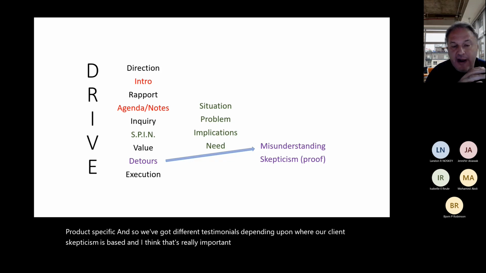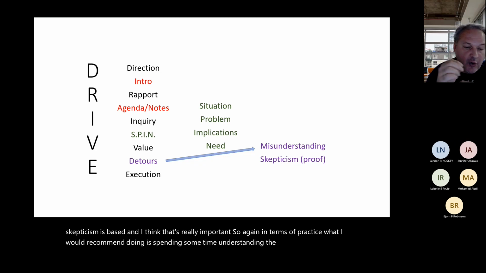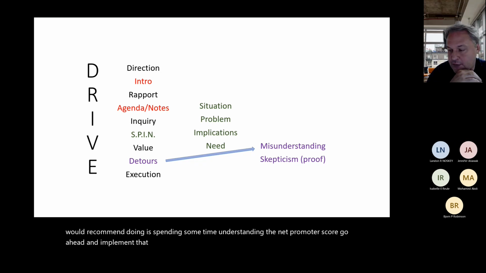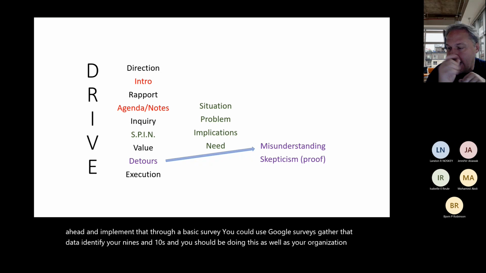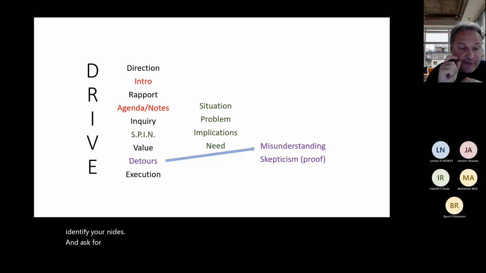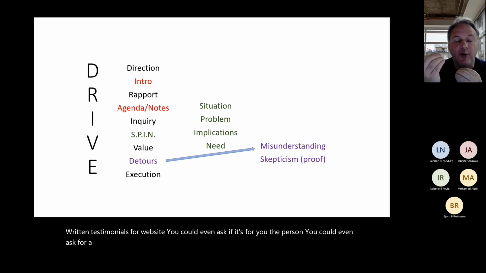So again, in terms of practice, what I would recommend doing is spending some time understanding the Net Promoter Score. Go ahead and implement that through a basic survey. You could use Google Surveys, gather that data, identify your 9s and 10s, and you should be doing this as well as your organization. Identify your 9s and 10s. Ask for those testimonials. Ask for written testimonials for the website. You could even ask, if it's for you, the person, you could even ask for a testimonial on your LinkedIn profile.